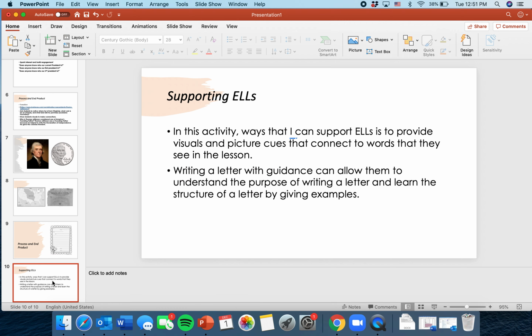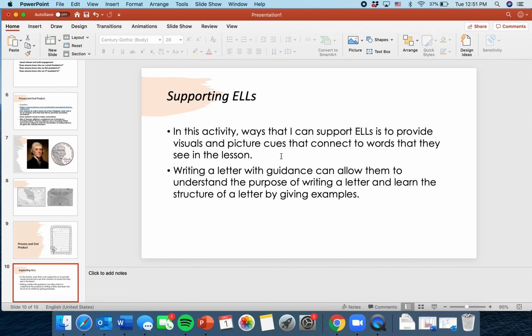And right here is supporting ELLs, and at the moment I believe I have 2 to 3 ELLs in my class. I believe the best way to support ELLs is to provide visuals and picture cues for them with vocabulary words. So when they're able to see it, they can see that the word has a meaning, and the meaning connects with the picture. So it'll connect, and they'll have an understanding of it as well.